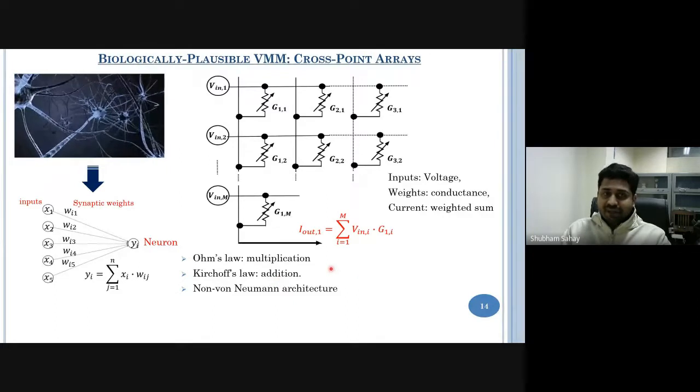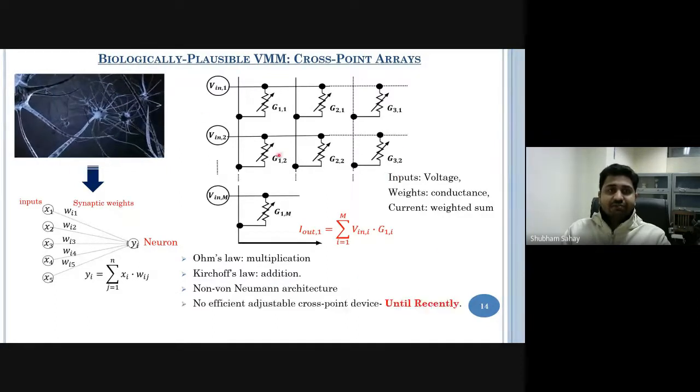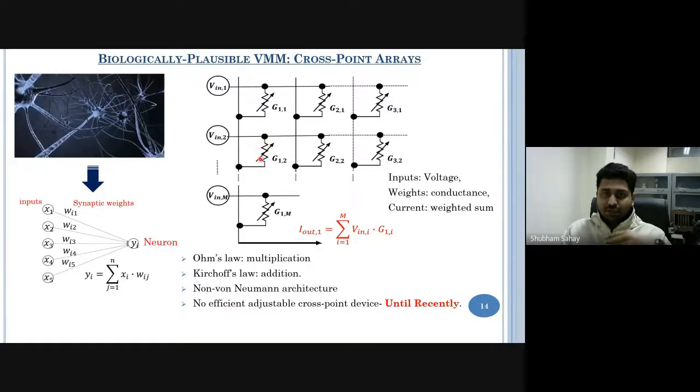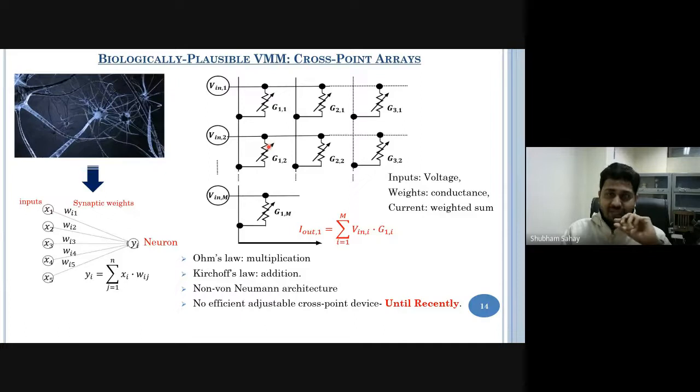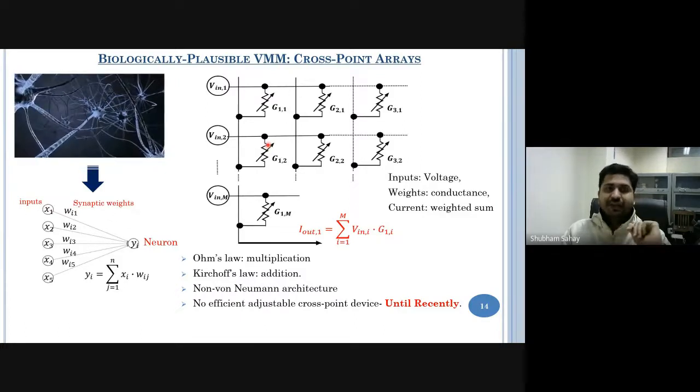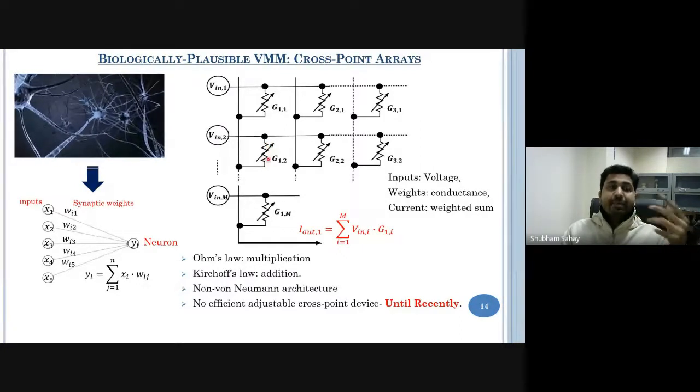However, the problem why this was not so popular until recently was that there wasn't such a two-terminal adjustable cross-point device which could store the weight as well as where you can tune the weights, or you can tune the conductance just by application of some electrical pulses or optical pulses. So until recently, this capability was not there.